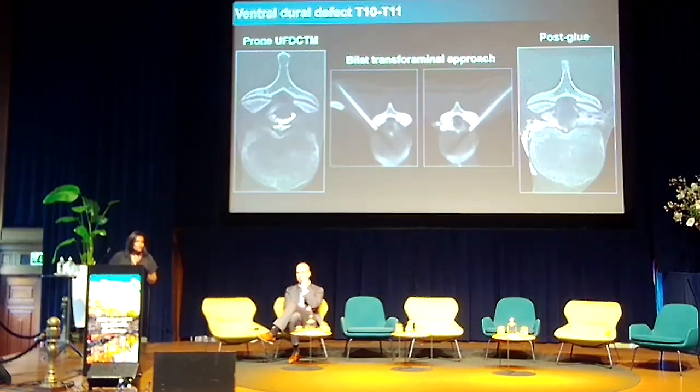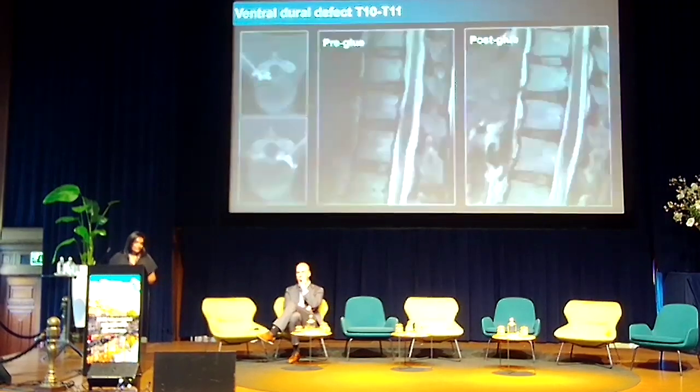We've advanced bilateral needles into that ventral epidural space. We give test doses of contrast. We give a double tap for this because the ventral epidural space is very vascular and we don't want to be in a vessel. And you can see the post-glue appearances have filled that anterior epidural collection.